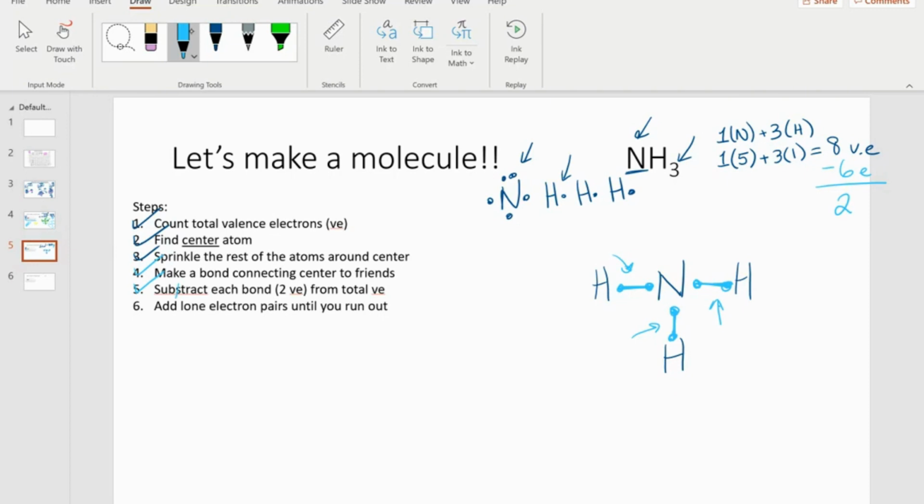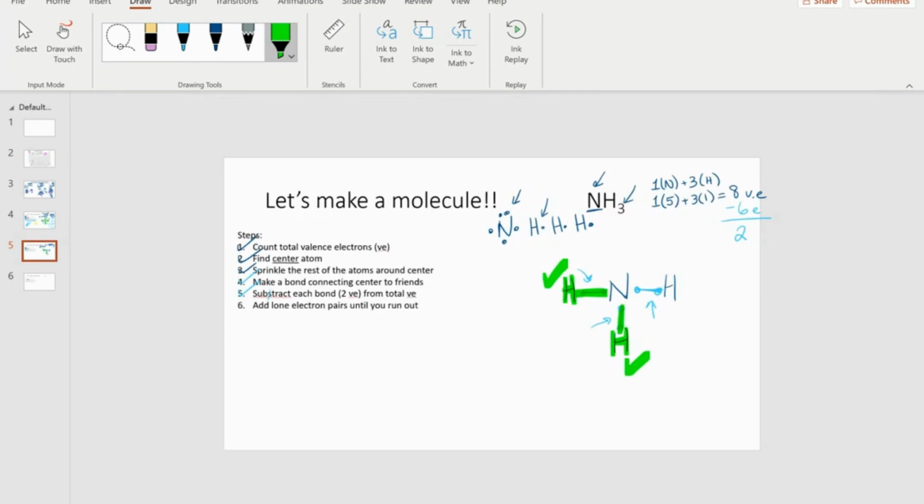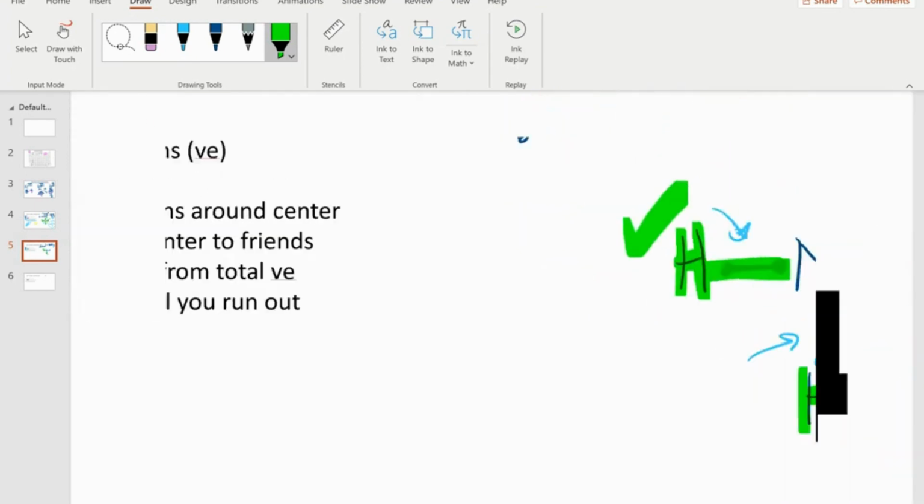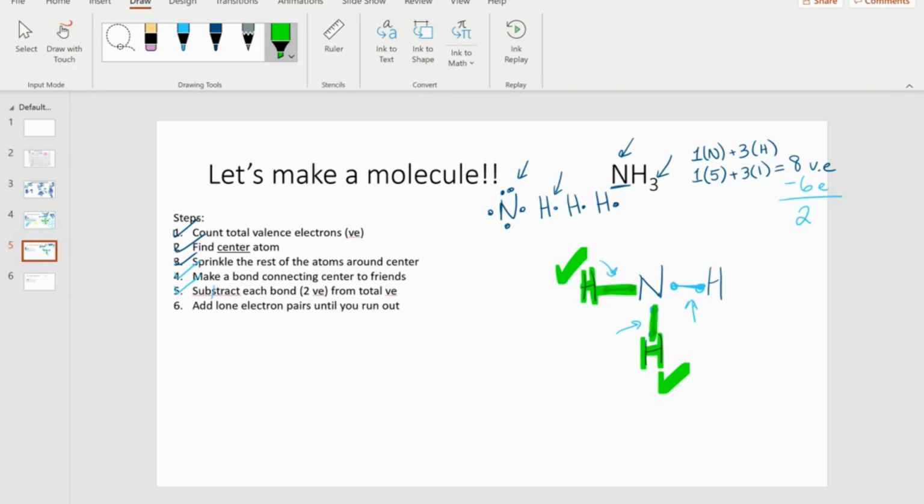Now, to do that, I want you to do a little bit of critical thinking. Look at this hydrogen. This hydrogen has 2 electrons bonded to it, so it's good to go. This hydrogen has 2 electrons bonded to it, so it's also good to go. This hydrogen over here has 2 electrons bonded to it as well, and so it is also good to go.